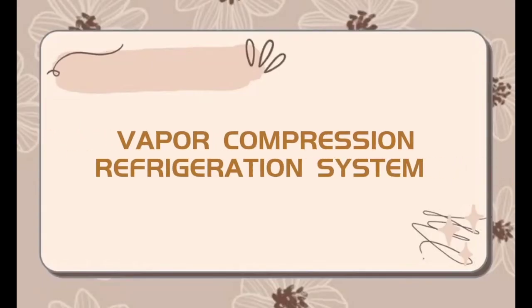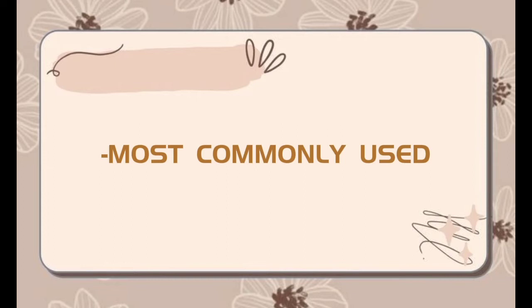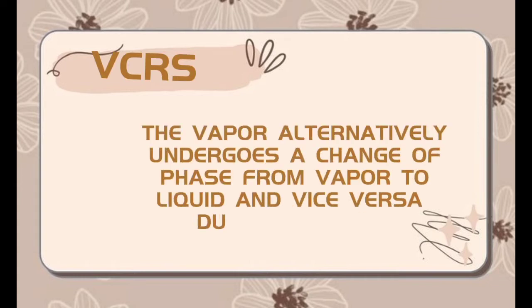Vapor compression refrigeration system. This type of refrigeration system is the most commonly used system in domestic refrigerators. In VCRS, the vapor alternatively undergoes a change of phase from vapor to liquid and vice versa during a cycle. So, construction. Vapor compression refrigeration system has the following components at its basic.